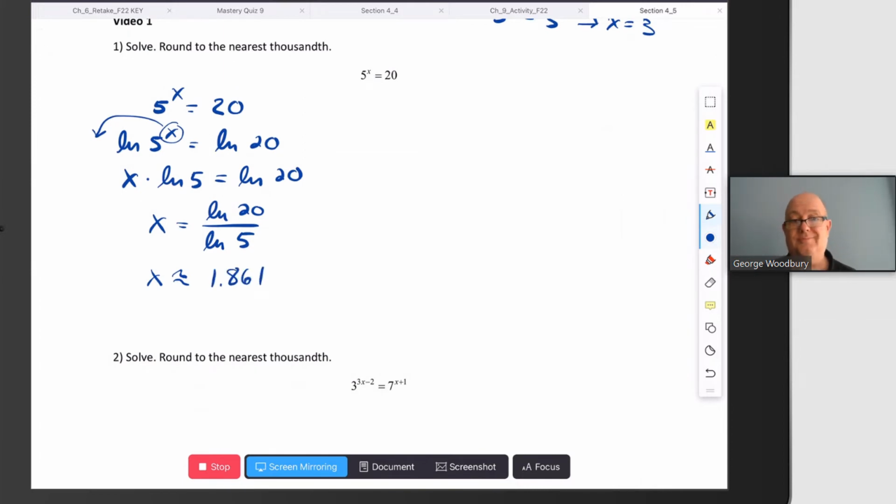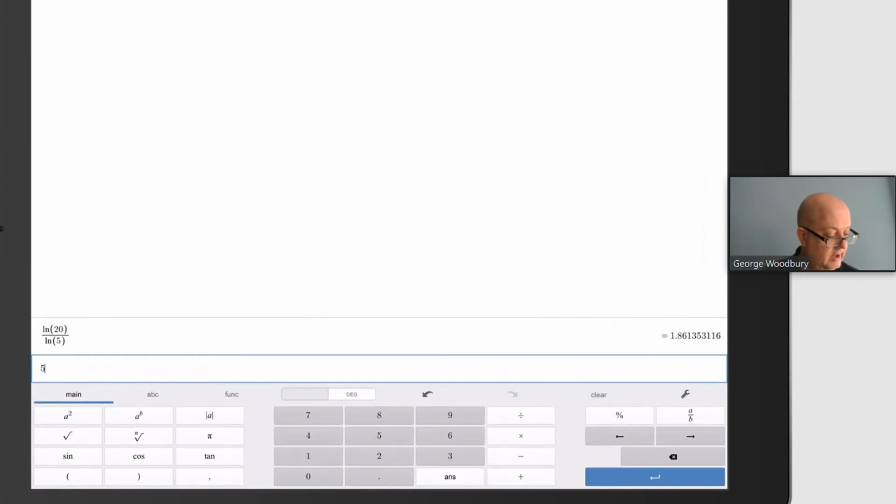Now, we could do a quick check to see if we're in the ballpark by raising 5 to that power. Now, we're not going to get exactly 20 because we rounded this to 3 places, but we should be close to 20. So the check, we want to see if 5 to the 1.861 power is close to 20, and we can do that on the calculator. 5, the exponent key, 1.861, and on the right-hand side we see 19.9886, pretty close to 20, and the more places that we use from our first solution, the closer that's going to be to 20.